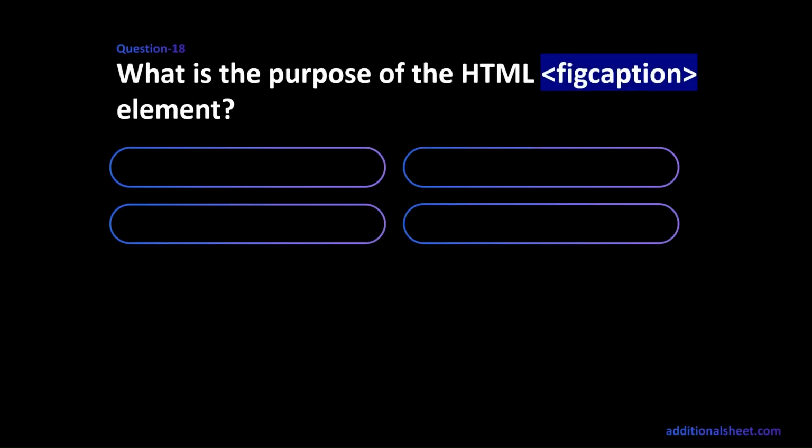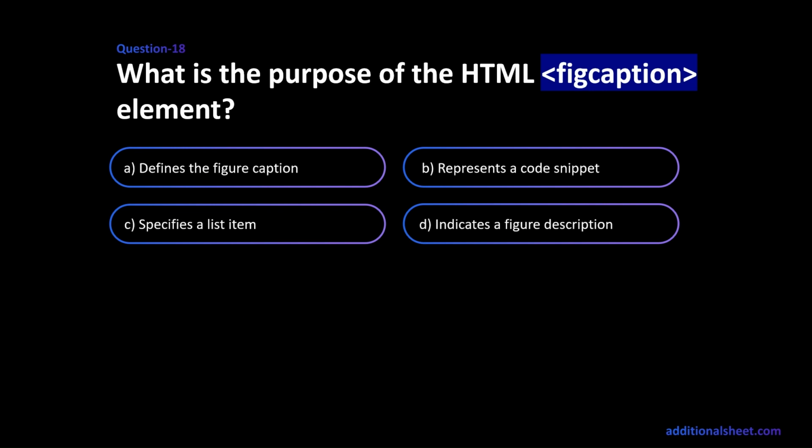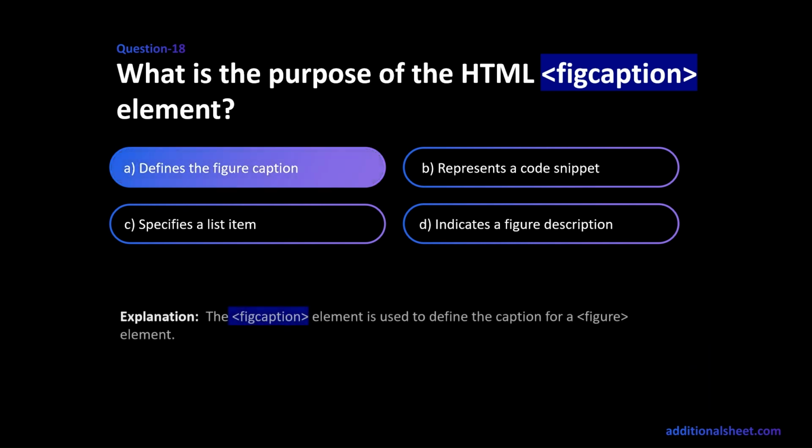Q18. What is the purpose of the HTML figcaption element? Options are: A. Defines the figure caption. B. Represents a code snippet. C. Specifies a list item. D. Indicates a figure description. The correct answer is option A. The figcaption element is used to define the caption for a figure element.